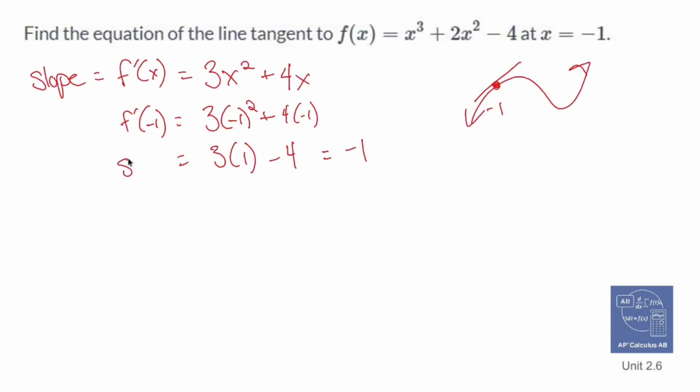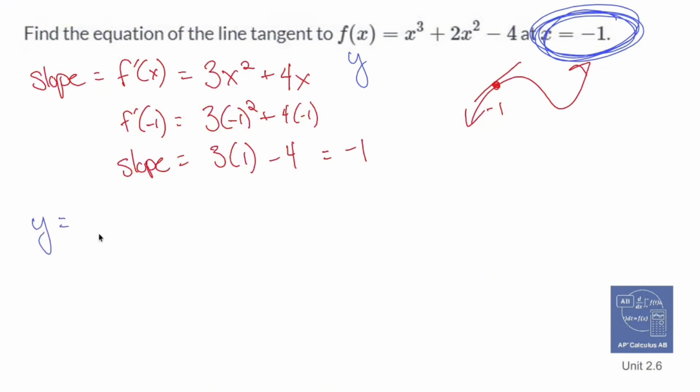So my slope is negative 1. The picture that I drew here is not that accurate, that's all right. It's not literally the picture that I care about, it's the equation. I have my slope. What I don't have is a point. I do have the x value of a point. So in order to find the y value of the point, why don't I plug that negative 1 into that function and find my y value?